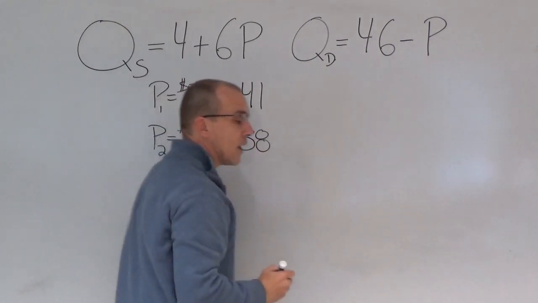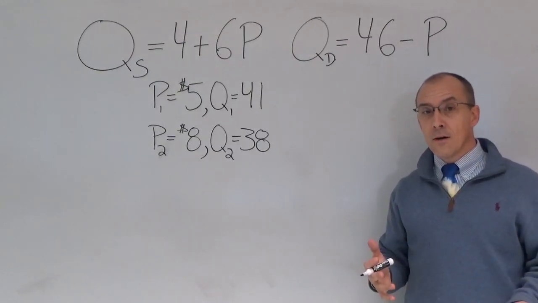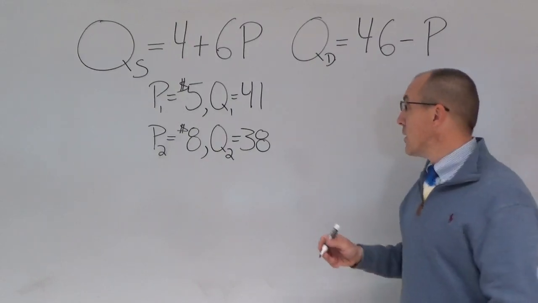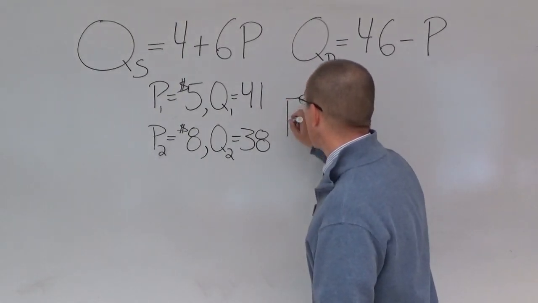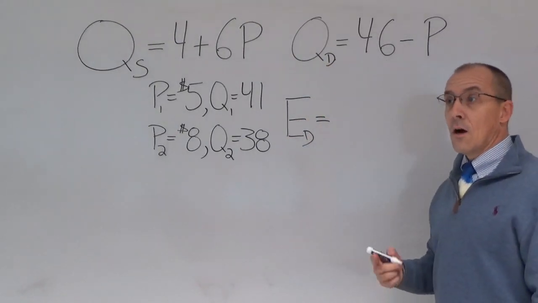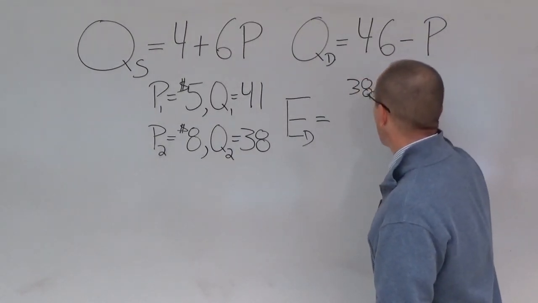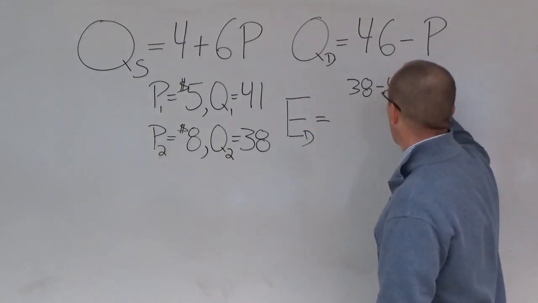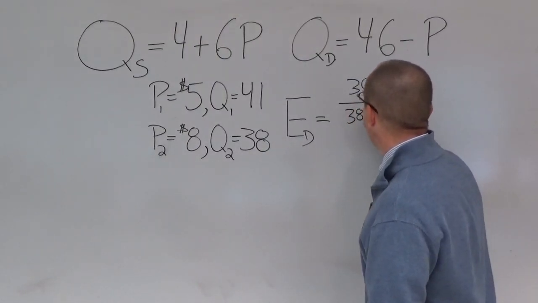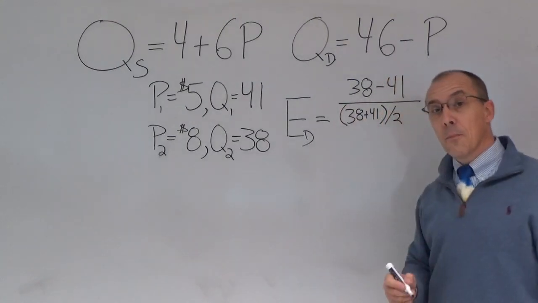Now for calculating elasticity, we're going to use our midpoint formula. It's a little bit of math, and the math looks kind of long, but it's actually not all that bad. First, we'll take care of the quantity. Just a reminder, we're doing elasticity of demand. So we're first going to take care of our quantities. Our quantity 2, 38, subtract our quantity 1, 41, all over 38 plus 41 divided by 2. That's going to be the top part of our equation.